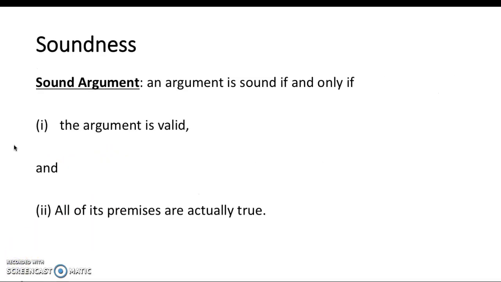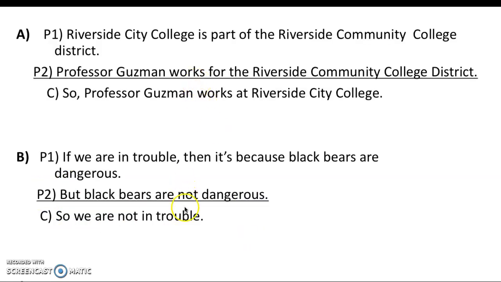Moving on to soundness. So an argument is going to be sound under the conditions that the argument is both valid and all of its premises are actually true. So let's go back and look at these two arguments. While this argument up here, A, is invalid, note that all of the information in the argument is in fact true. And note argument B. While B is valid, the information on premise 2 is false.